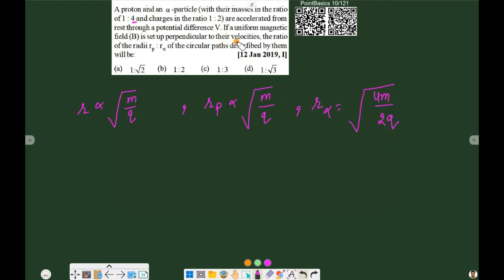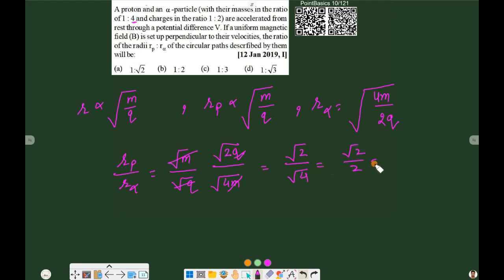So we have to find the ratio of proton by alpha particle. Radius of proton by radius of alpha particle will be root m divided by root q, over root 4m divided by root 2q. So here root m gets cancelled, root q gets cancelled, and we are left with root 2 by root 4, and it will be root 2 by 2, which is 1 by root 2. Option A will be the right answer. Let's move to the next one.